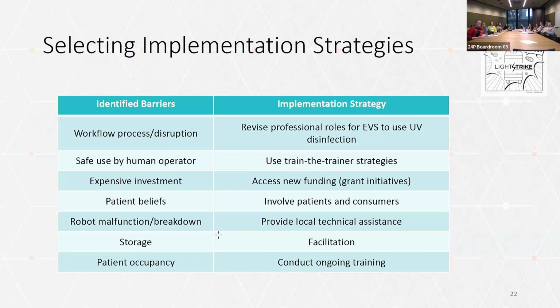For the safe use by a human operator, we did a train the trainer type of strategy. So when a hospital would buy a robot, they would send somebody from EVS to our office in Texas. We would train them on how to use it, how to repair it, all that stuff. And then we would send them back and they would train other people how to use it. Typically hospitals got these by getting grant initiatives or accessing funding in some way. Sometimes they didn't, it just depended.